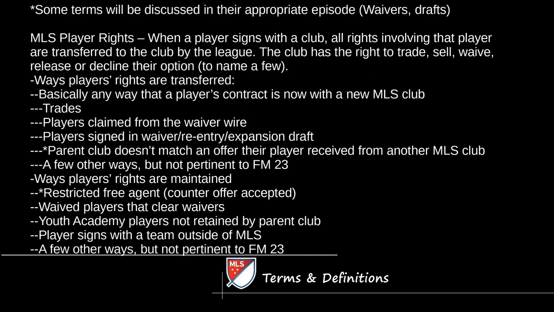Ways that players' rights are maintained. Okay, basically, the player's no longer on my team, but I still maintain the rights, so other teams can't sign him without pretty much getting hold of me. That's pretty much what that means. Restricted free agents. I will cover free agency in another episode, but basically, I waive or release a player. He still has a valid contract, so he's sitting at home waiting, hoping that somebody else is going to pick him up. Otherwise, he's going to be playing Xbox until his contract runs out, and then he's a free agent, or an unrestricted free agent.